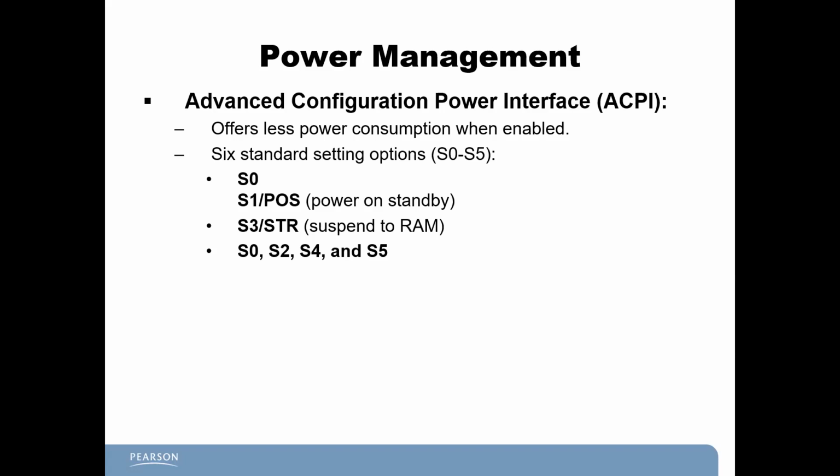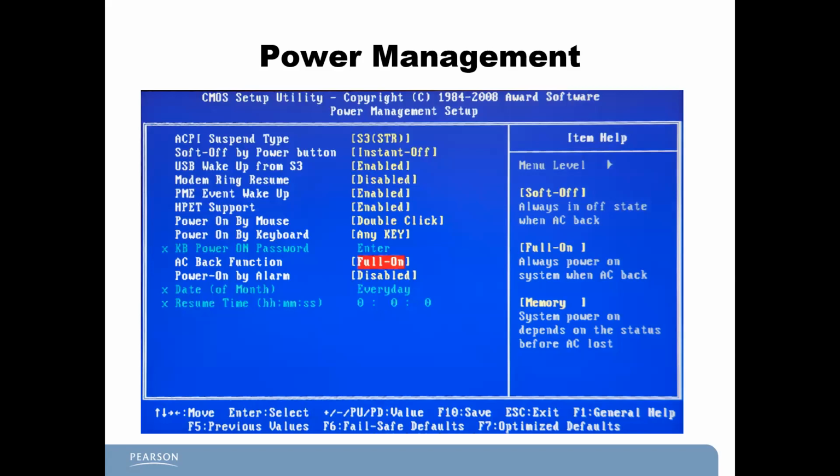S3 or STR. STR stands for suspend to RAM. Microsoft calls this standby, and the CPU is off, and the PSU, sorry, is off, and RAM is refreshed. Now, S2, S4, and S5 are commonly not used. Note S4 is hibernate, and RAM is saved to the disk. To control power management, this can also be configured in the BIOS settings under the CMOS setup utility. In it, you'll have the AC back function. This is where it can be controlled.